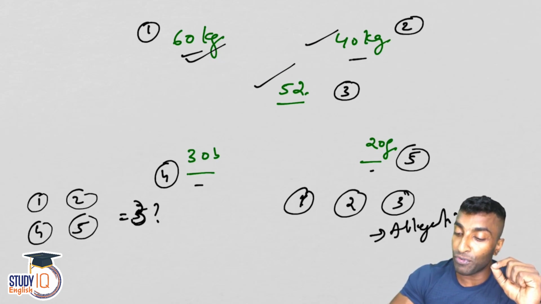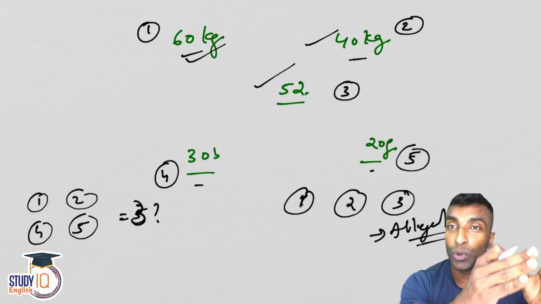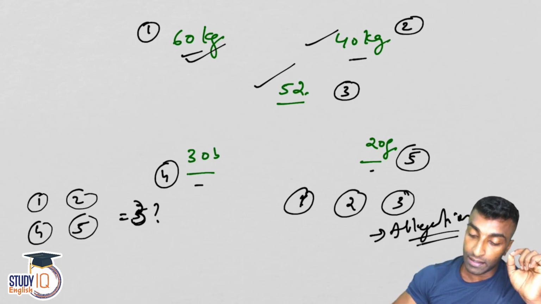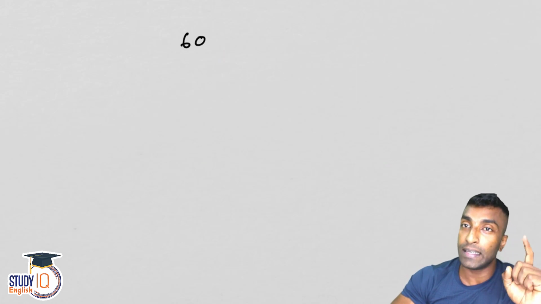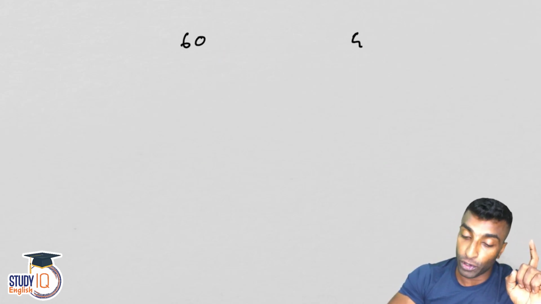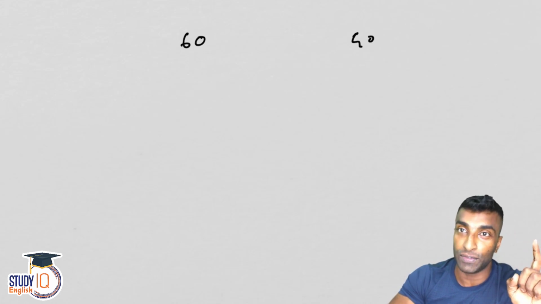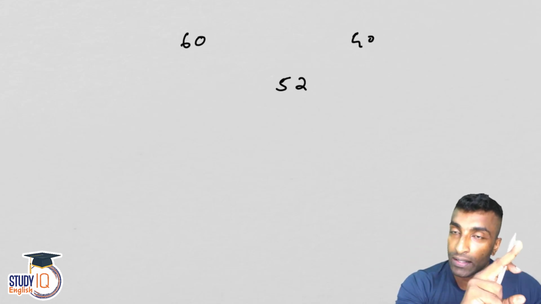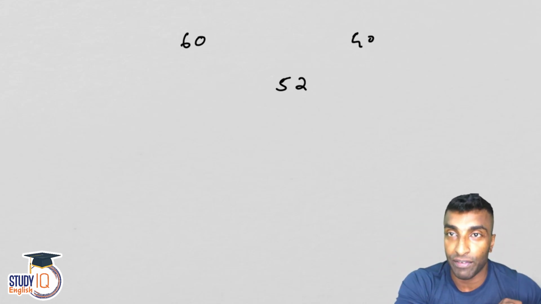So when do you need to go for allegation? If 1, 2 and 3 are given, then how will you go for allegation? Let's say they have given 60 as the average weight of boys and 40 as the average weight of girls, and the average of the class is 52. So what is given? 1 is given, 2 is given, and the average is also given.